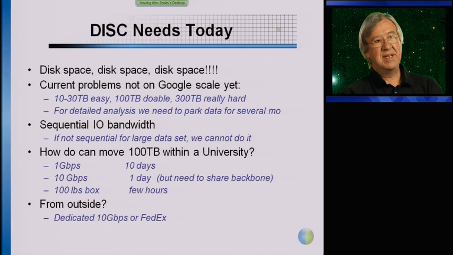And we need a huge sequential I/O bandwidth, but one of the primary problems is how do we move 100 terabytes within a university? Even if we only have a gigabit per second network, it would take 10 days. If we have a 10 gigabit per second backbone, then it would still take about 10 days or 1 day, but this means that nobody can transfer anything on the backbone.